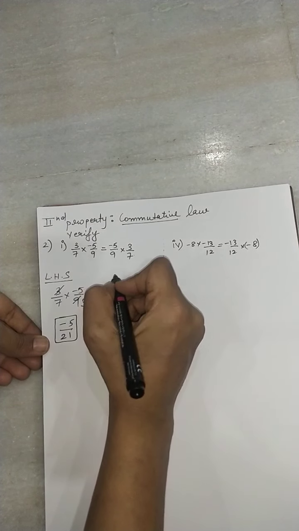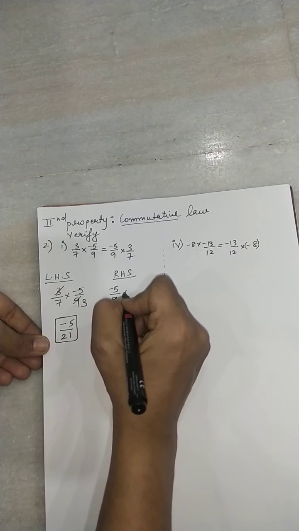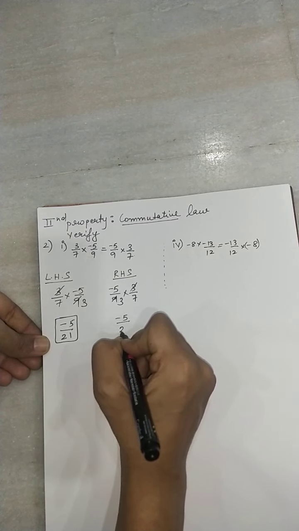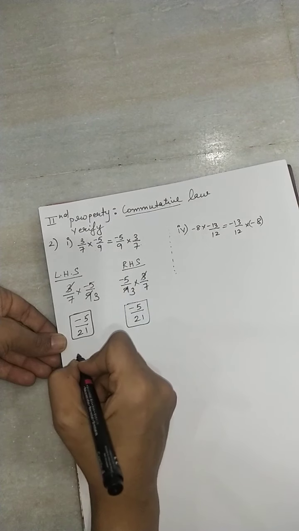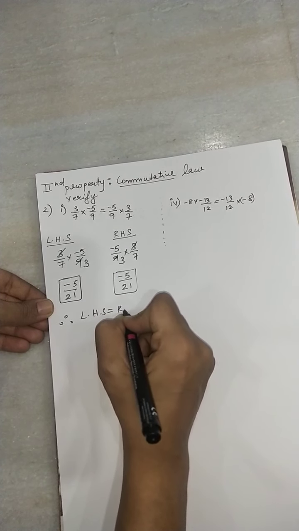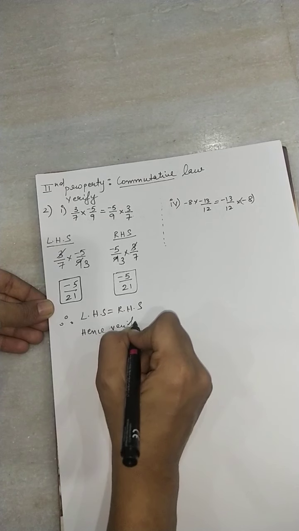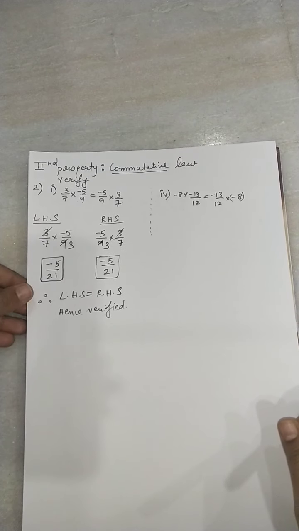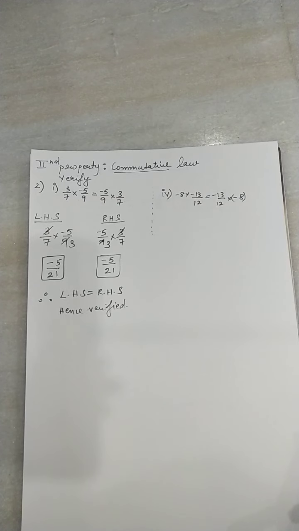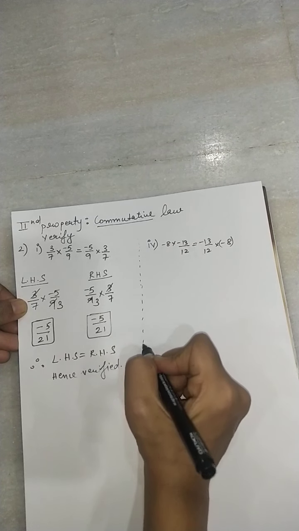Okay, students. Now I'll do the RHS part. RHS is -5/9 into 3/7. So again I'll cut it. Okay, what is left out? -5/21. So therefore LHS is equal to RHS, hence verified. This is how you do a verify sum in a proper systematic manner. Okay, students, so it's very easy. LHS, RHS, you have to solve and you have to show that they are equal to each other. Fine, I'll do one more part for you so that you understand better.